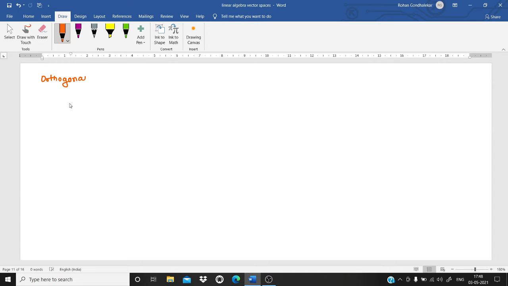Orthogonal vectors. Two vectors are orthogonal if their dot product is 0. That is, U dot V is equal to 0. Then we say that the given two vectors are orthogonal. Fine.